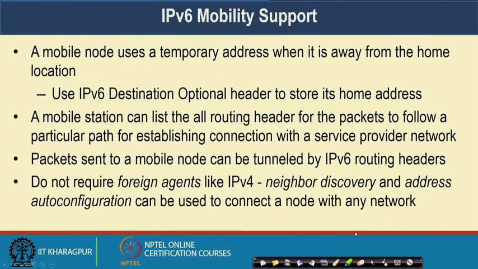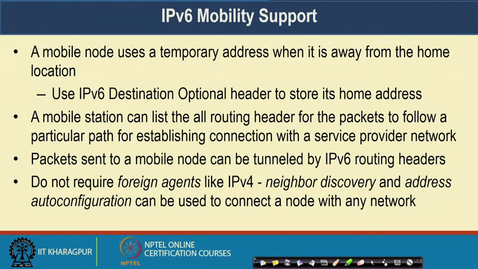Okay, now coming to the mobility support in IPv6. In IPv6, a mobile node uses a temporary address when it is away from the home location. It uses the IPv6 destination optional headers to store the home address. Home address means where it was initially connected. The mobile station can list the routing header for the packets to follow a particular path for establishing a connection with a service provider network.